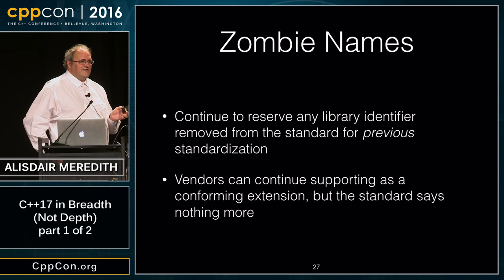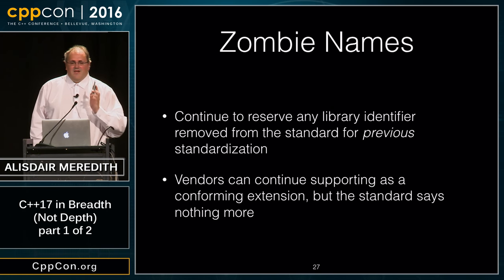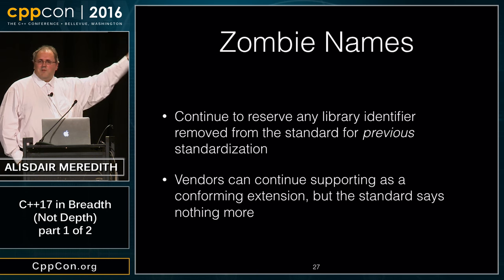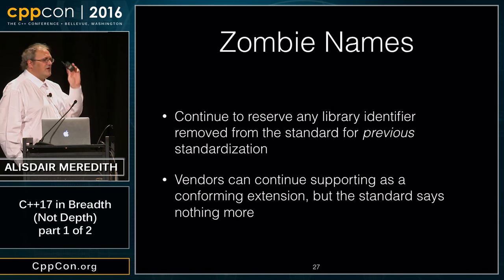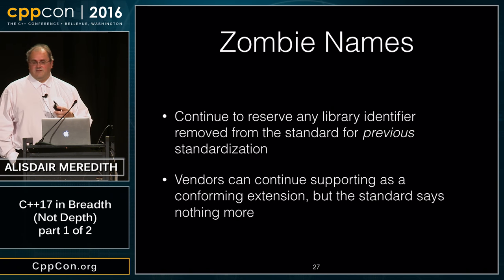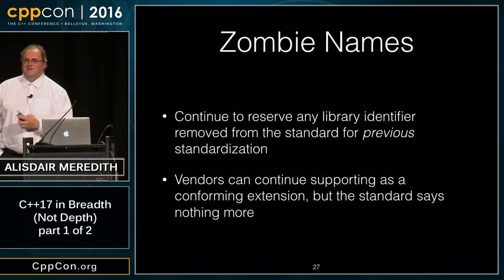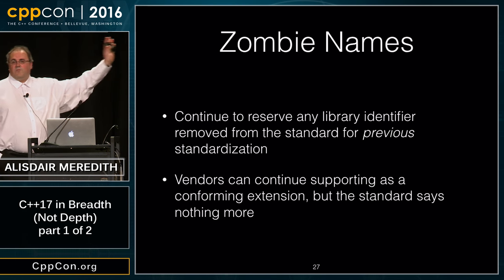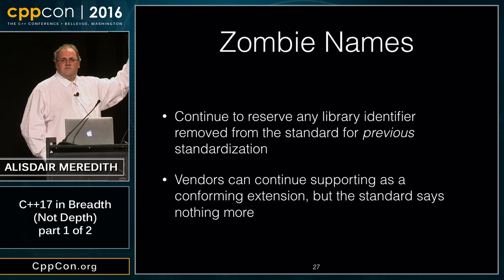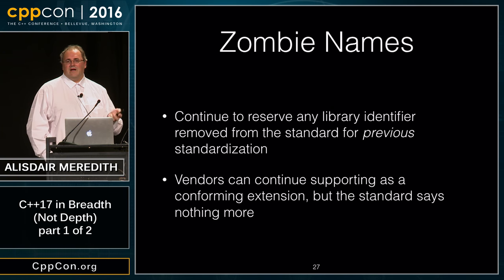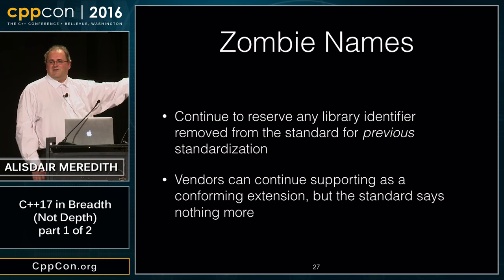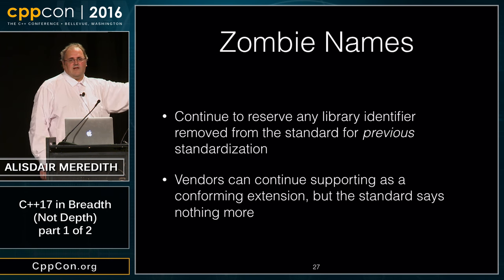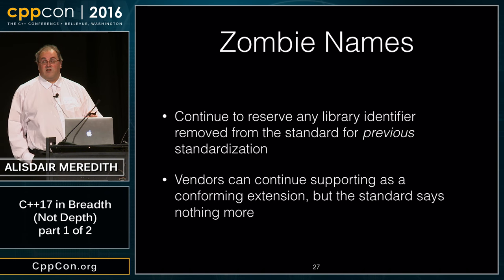And my favorite new clause in the standard library, zombie names. The idea here is I've just told you about all those names that we've taken out of the library. Zombie names is a clause that says all those names remain reserved to the standard library for previous standardization. So standard library vendors can still provide those things as extensions if they want. You're not allowed to define macros with these names now we've taken these things out. So this is our standard clause that says, yeah, we had those names once, they're still ours. And yes, we can still ship these things and support customers who don't want to break straight away.